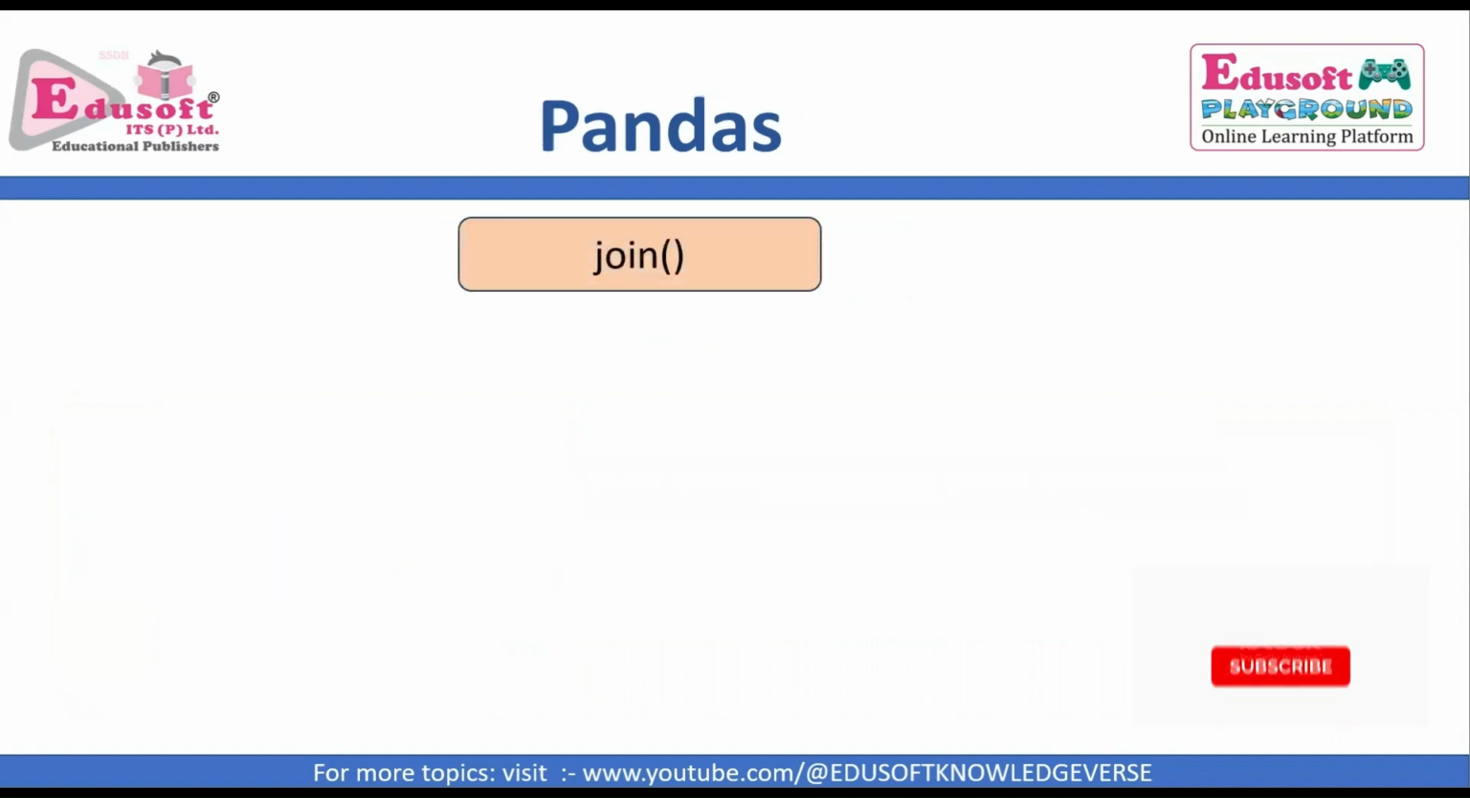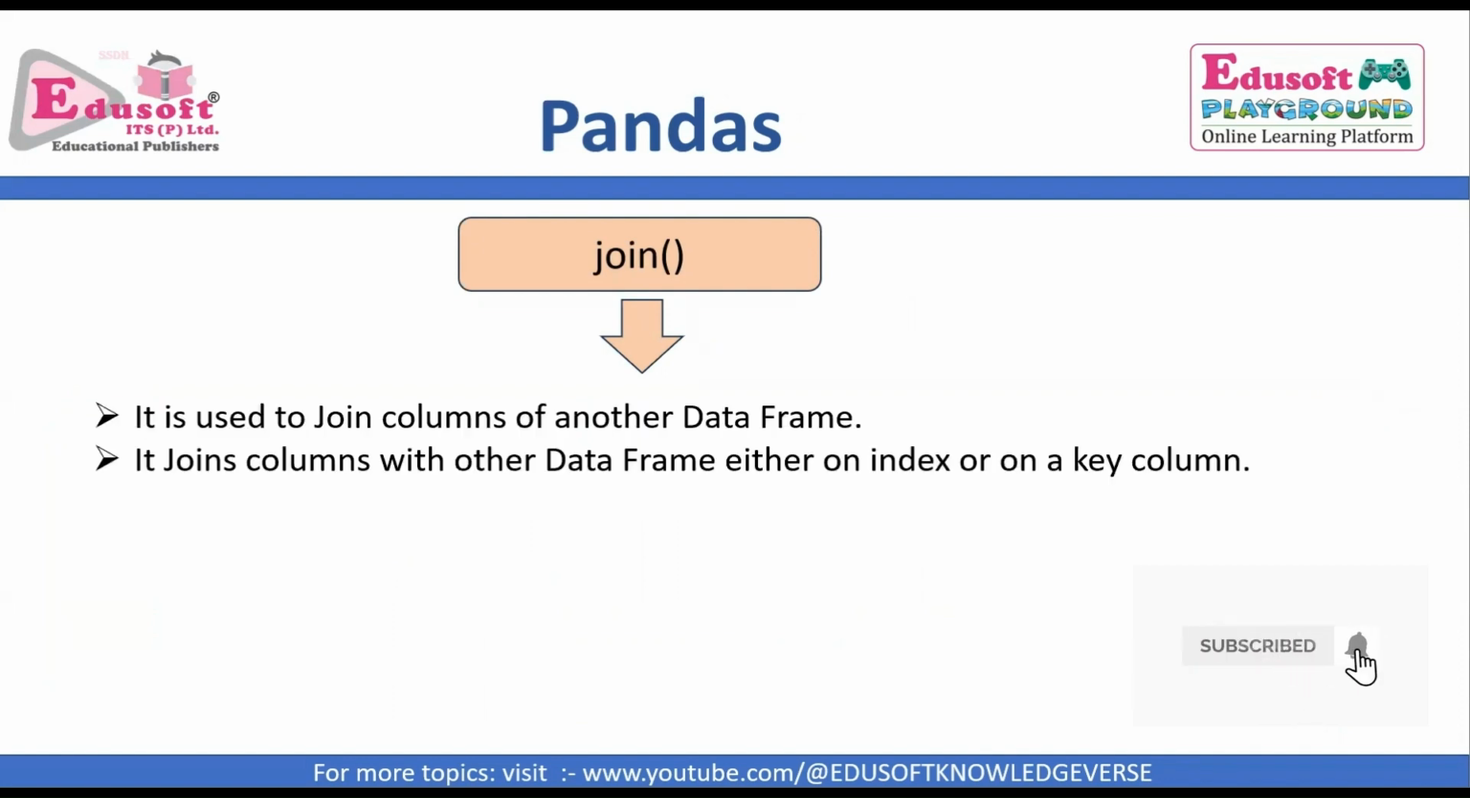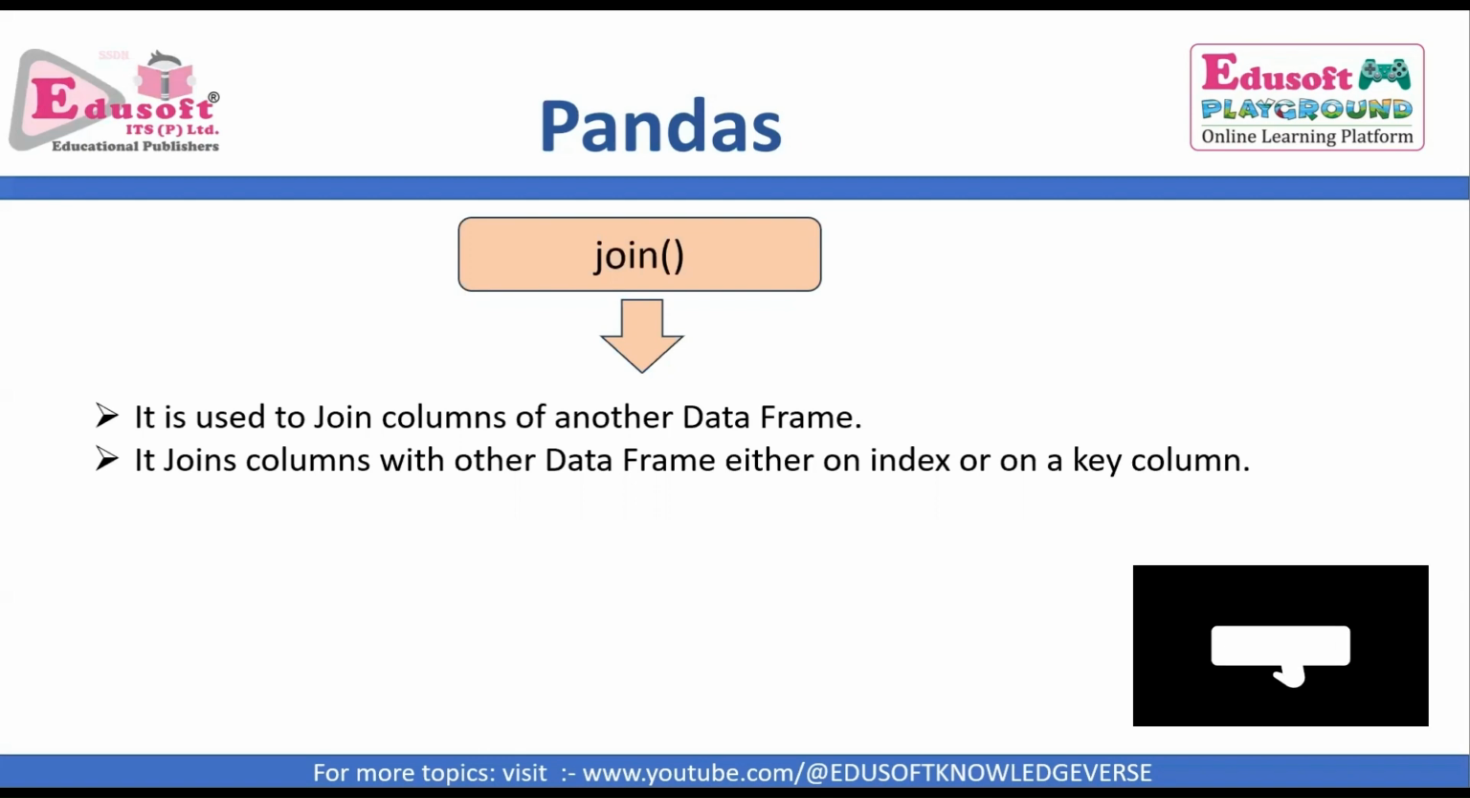Coming to the next one, that is the join function. If you are given two data sets and you want to join them, what function are you going to use? We are going to use the join function. It is used to join columns of another data frame. It joins columns with another data frame either on index or on a key column.